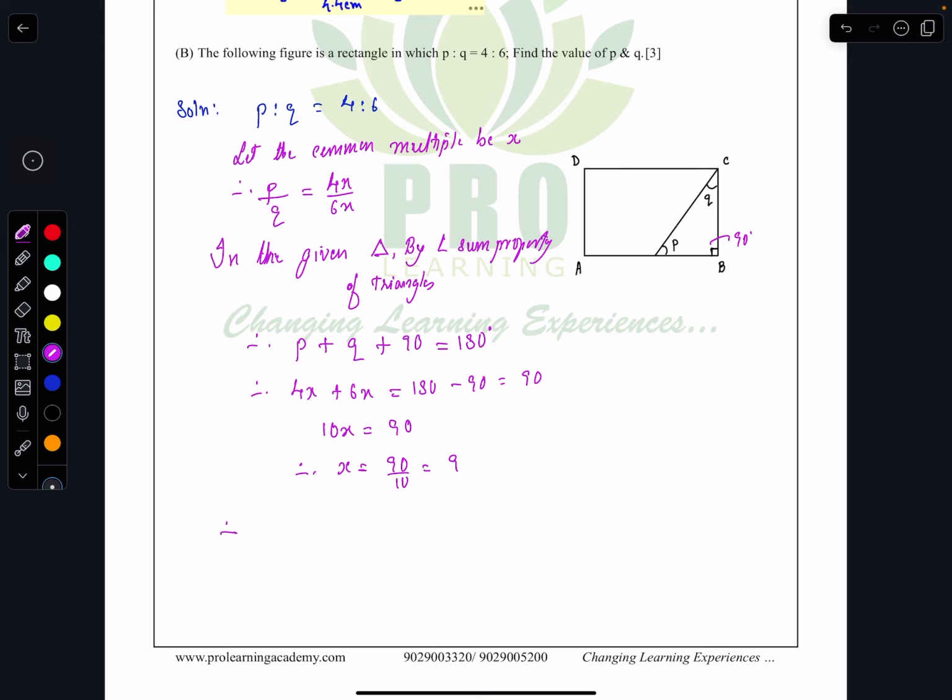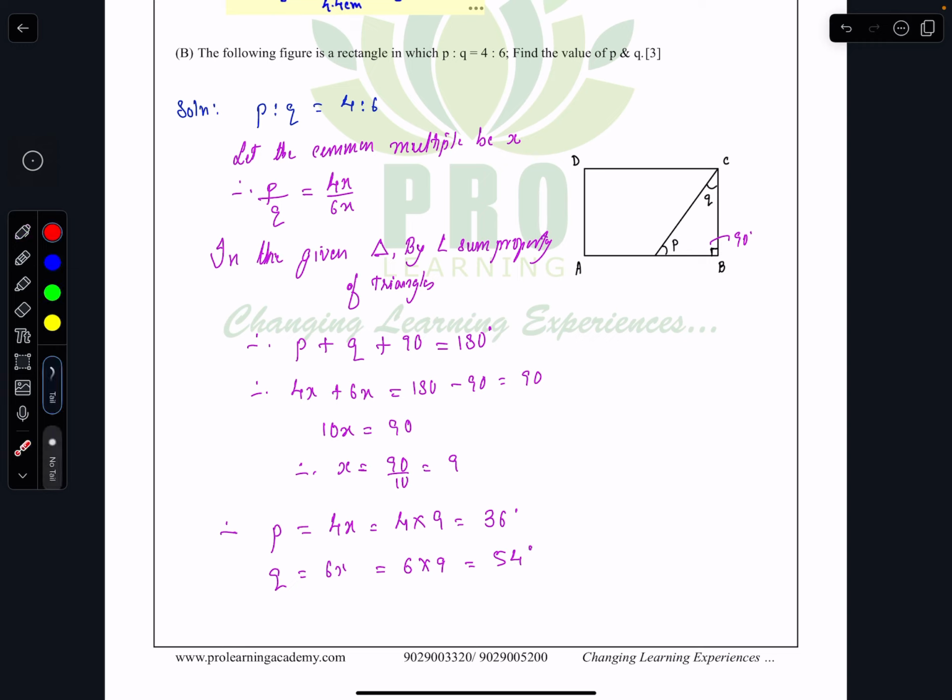So therefore angle P, or we go straight away write P because that's the way it is identified there. So P is 4x, which is 4 times 9, which is going to be 36 degrees. Our Q was 6x, which is 6 times 9, is going to be 54 degrees.